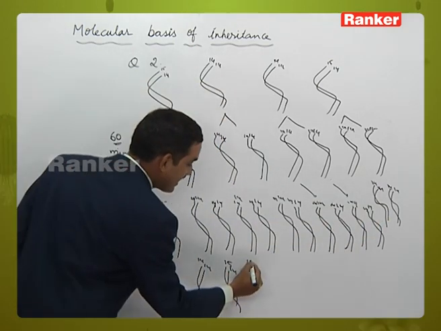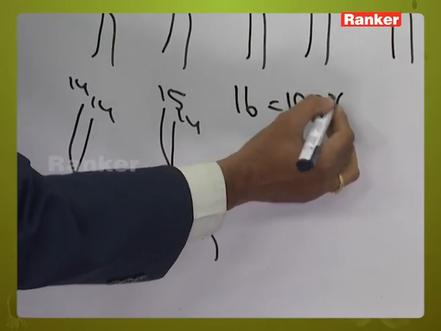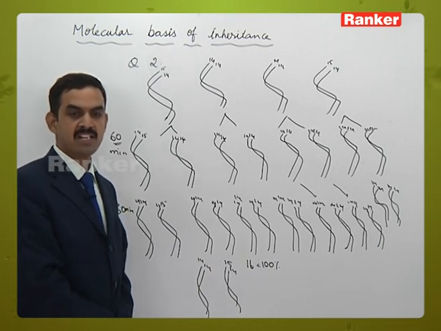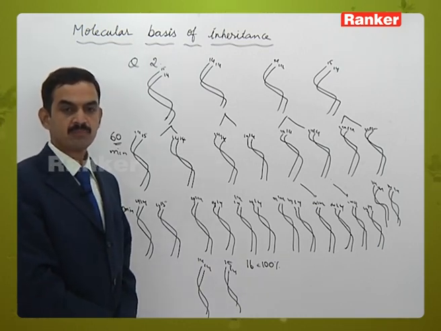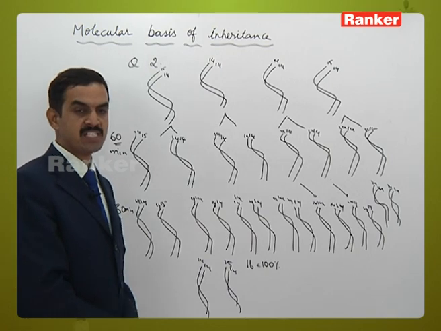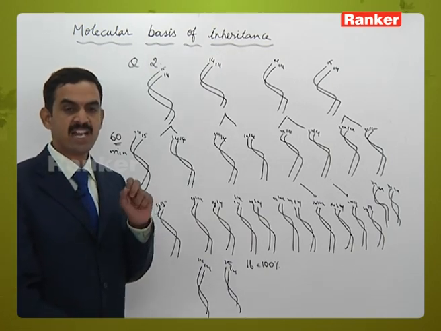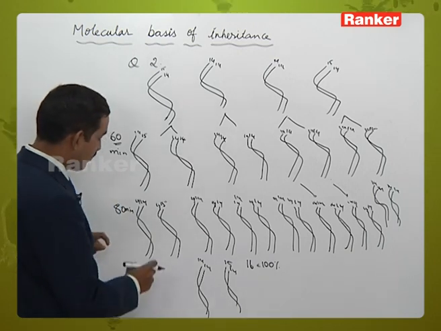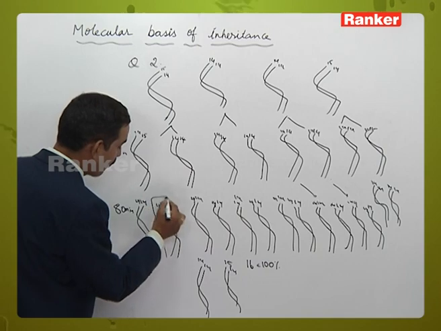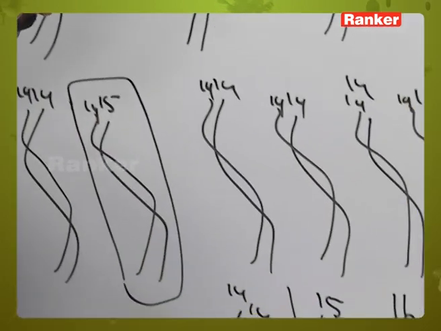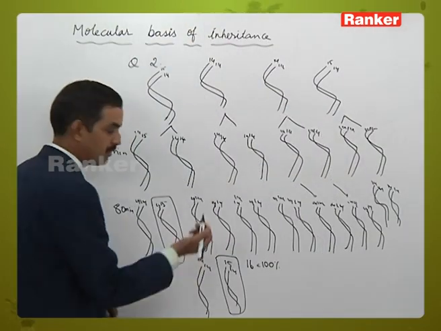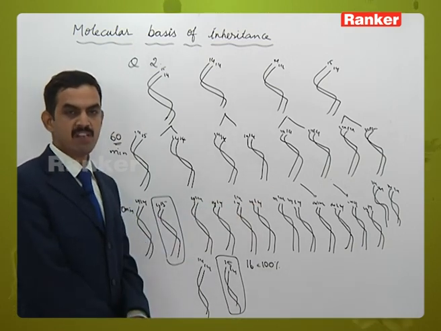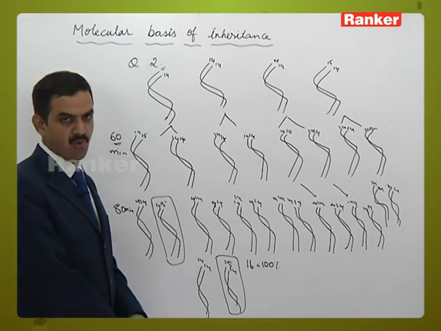So these 16 DNAs is equal to 100%. So here after 80 minutes, what is the percentage of DNA with NH4Cl and N15 respectively in their strands? Out of them you can see that this is the one with 14 and 15. This is the one with 14 and 15. Right? So all the remaining will be of the 14 and 14 strands.